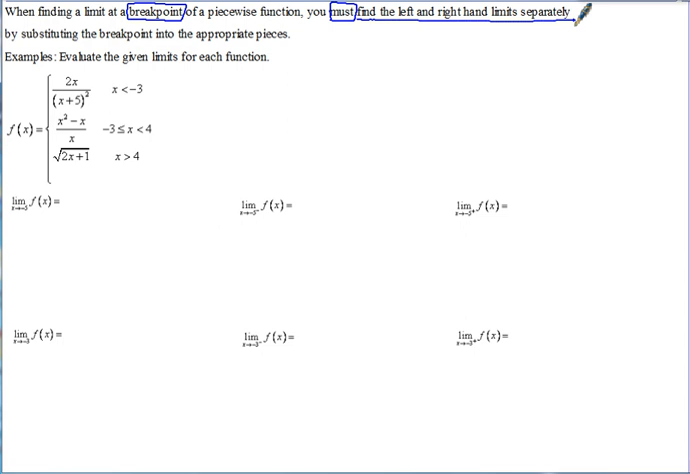And that's because at -3, there's a different function that applies to the left of -3, where x is less than -3, as opposed to this part of the function that applies where x is greater than or equal to -3, to the right of -3. So since two different functions apply on either side of -3, that's why you have to find the left and right hand limits separately. They require the use of two different pieces.